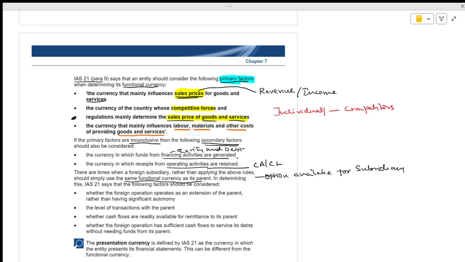My parent company is using pounds, I will use pounds. If my parent company is using euros, I will use euros. If they are using dinars, I will use dinars. If they are using Australian dollars, I will use Australian dollars. That means it takes into consideration that we have the option to follow the parent's functional currency by default.